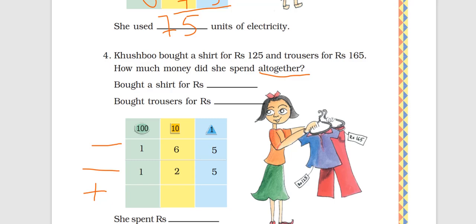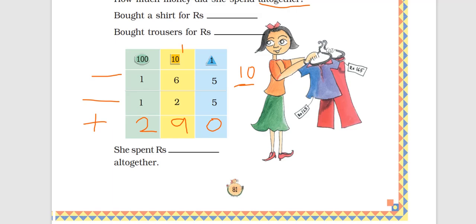So let's add. 5 plus 5 is 10. So let's put the 0 in the ones place and carry the 1 ten to the tens place. Right? 10 is 1 ten or 10 ones. So we are putting the 0 in the ones place, 0 ones, and carry the 1 ten to the tens place. So we have a 6 plus 2 plus 1, a total of 9 tens, and 100 plus 100 is 200. Right? So we have that she spent 290 rupees all together. We did an addition.